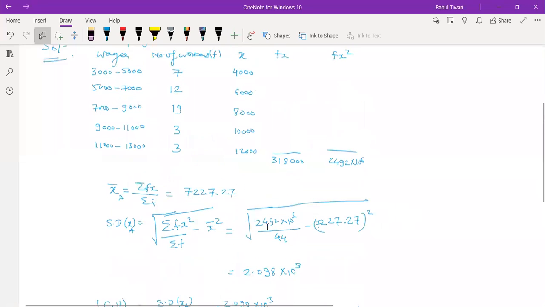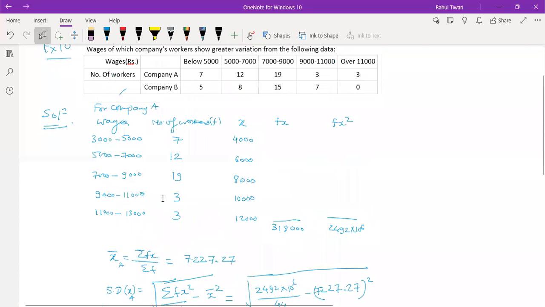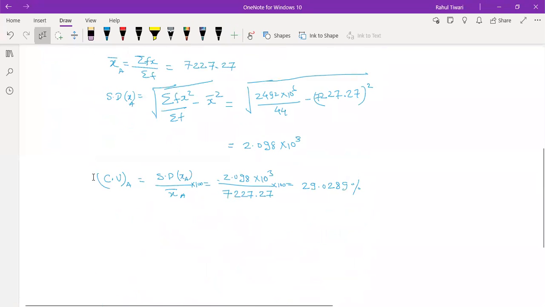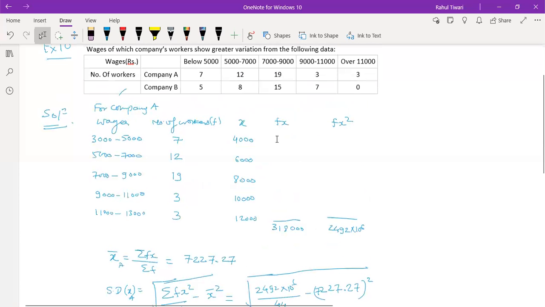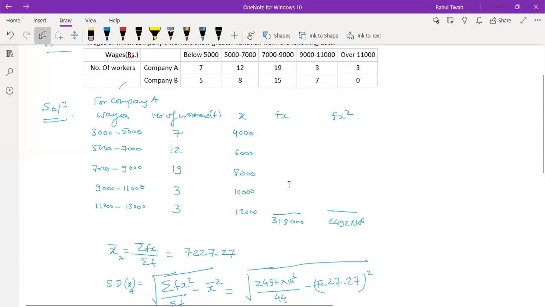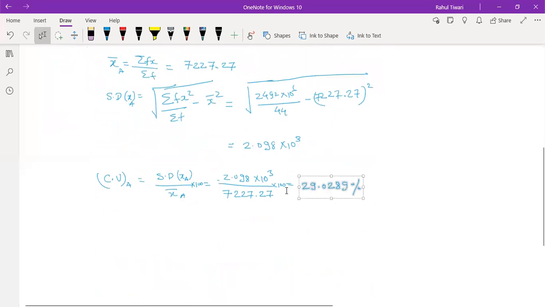So what we found: for company A, we have found the coefficient of variation, which is coming to 29%. That means there is 29% variation in my data, which is not a very big variation. If I say 80%, 70%, 60%, then it is greater variation, but 29% is still smaller, meaning there is not much variation. Similarly, you can do it for company B.